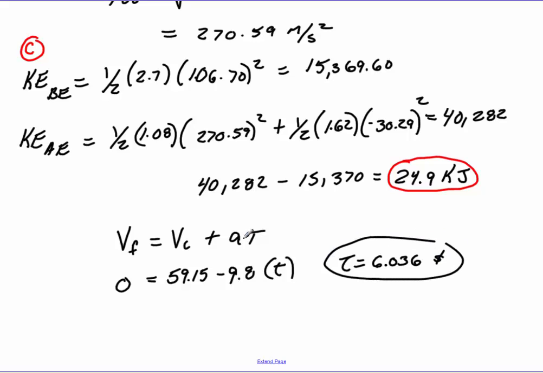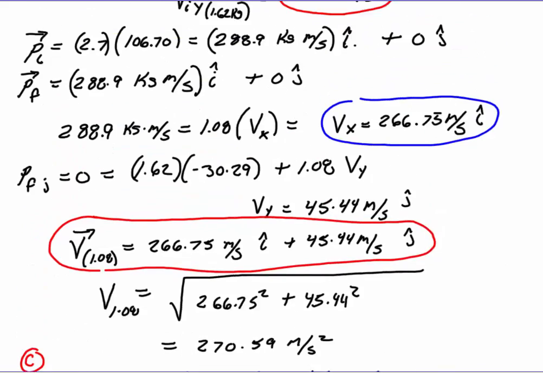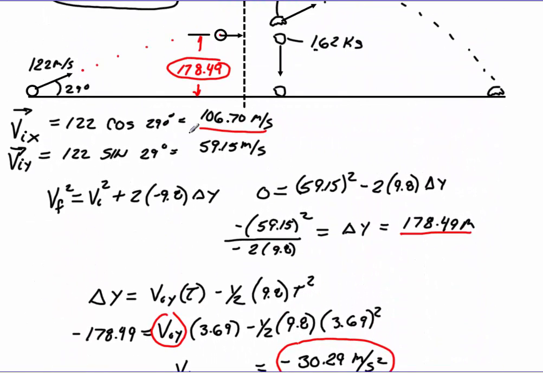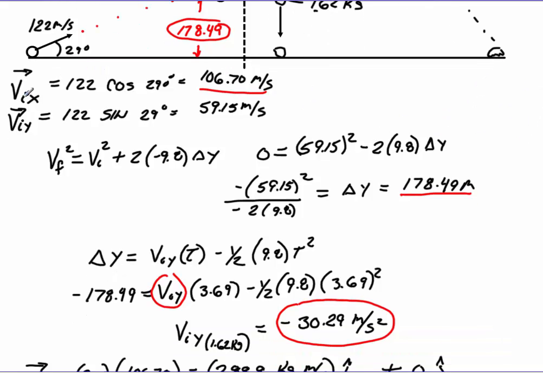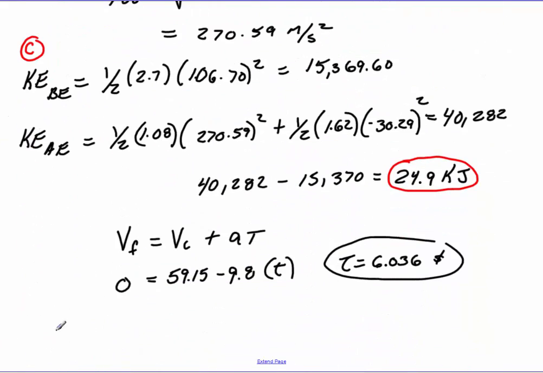So we know our time. Now all you have to do is multiply that by our horizontal velocity, and it tells you how far it went. So multiply that times 106.7. That gives me a value of 644. So within that time, my delta x displacement would have been 644 meters.